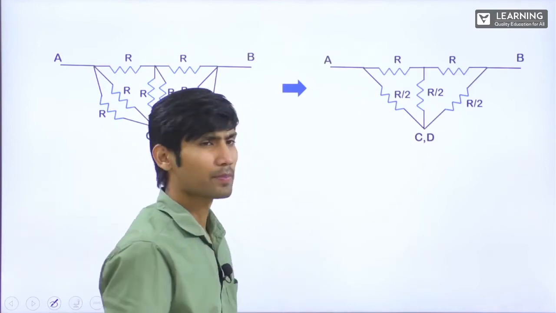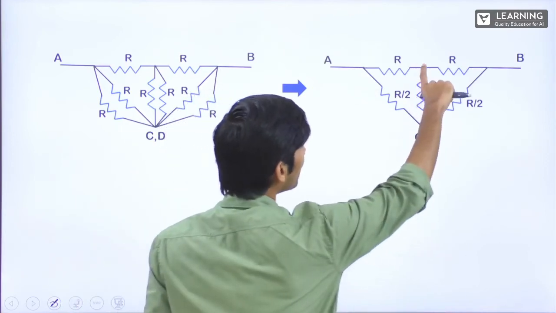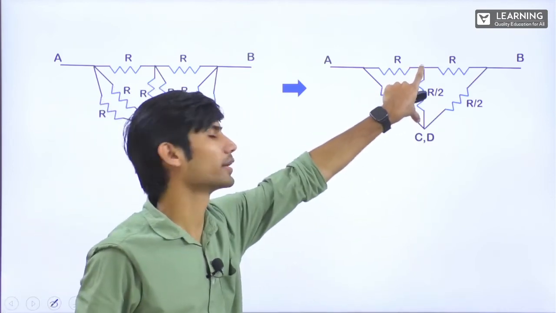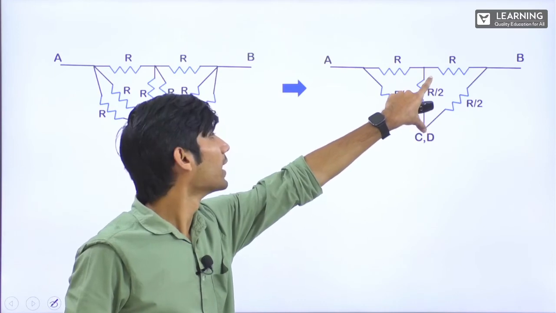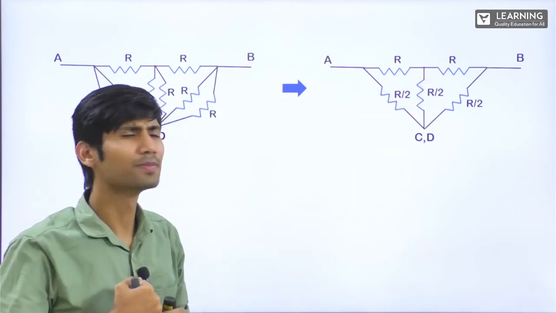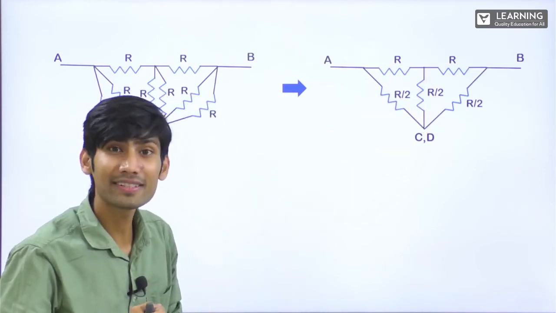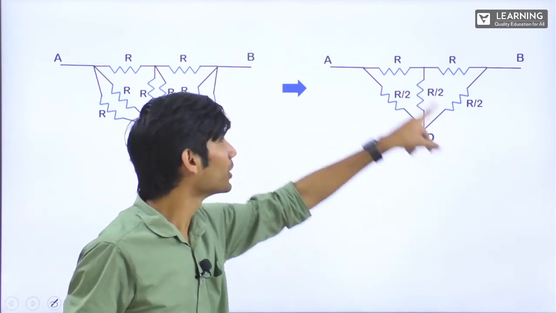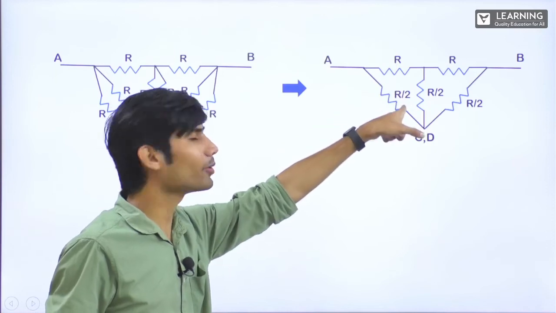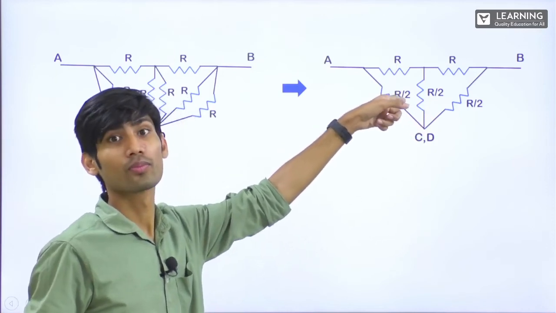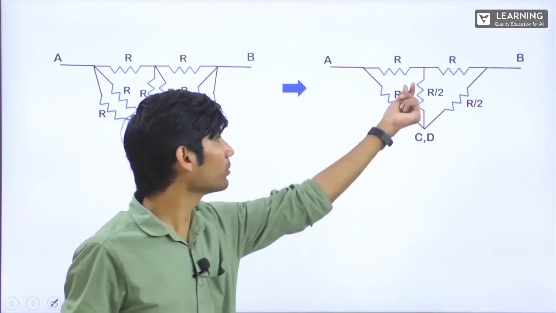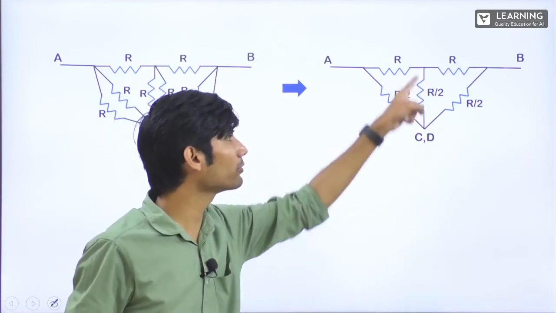Now can you solve it? Still, these two are connected, right? Does it look like a Wheatstone bridge? Balanced Wheatstone bridge? This is R by 2, this is R by 2. The ratio R upon R by 2 and here R upon R by 2, same. Can I remove this also? This point and this point will be equipotential.